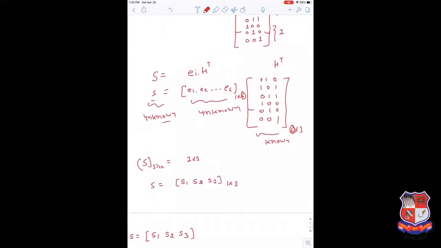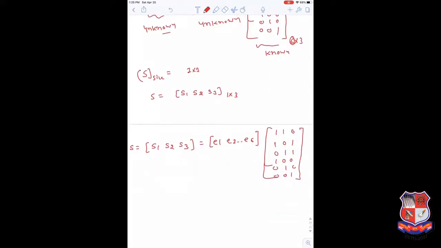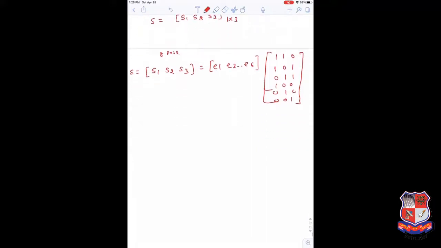So we can obtain that S is represented as S1, S2 and S3, and that is equivalent to E1, E2 up to E6 times this HT matrix: 1 1 0, 1 0 1, 0 1 1, 1 0 0, 0 1 0, and here there would be a 0 0 1. Right. Now we apply different combinations of this. So we have 8 possible combinations. So S may be 0 0 0 up to 1 1 1.